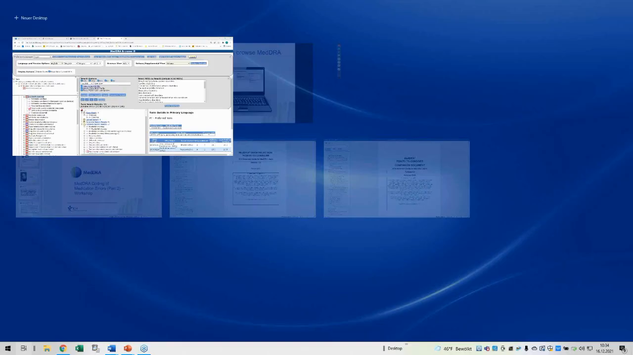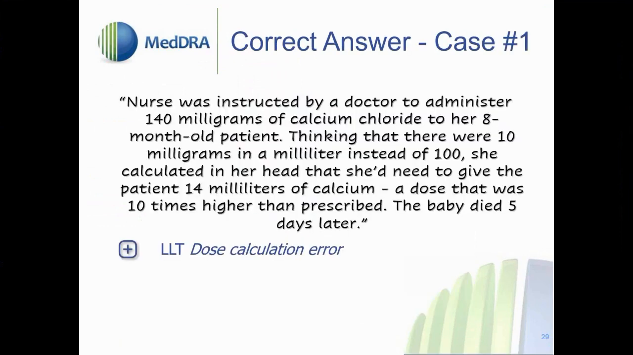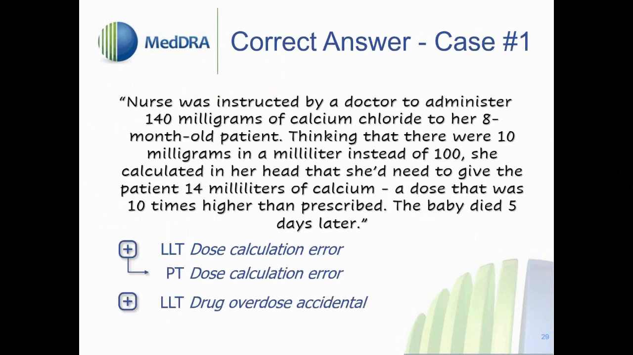Okay, now let me switch back to my slides. And here are the proposed codes. We would code to dose calculation error, it's the same PT, and to drug overdose accidental under accidental overdose. Are there any related questions or comments, Jane?